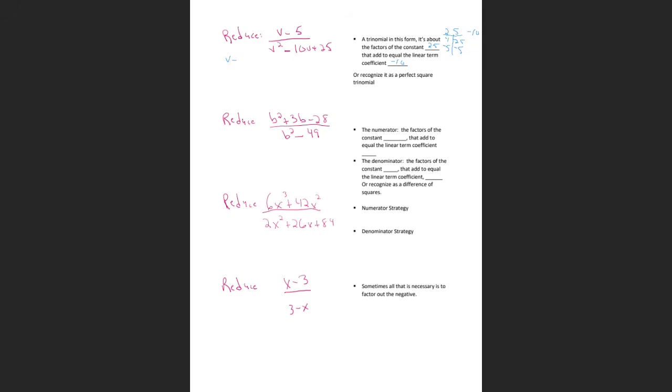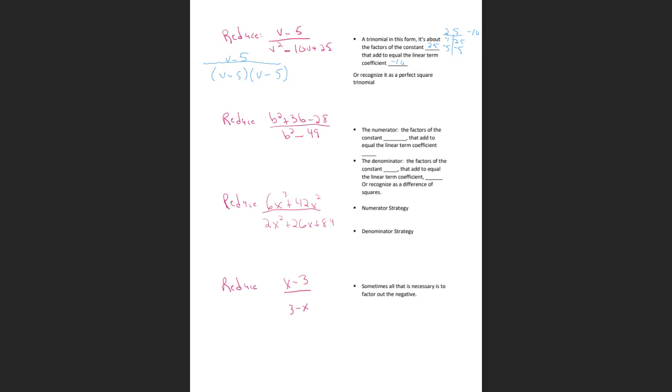So v minus 5 doesn't change. But notice how this trinomial will factor into v minus 5 times v minus 5. Because this -5 and this -5 will multiply to give you this 25, and the -5v and the -5v does give you this -10v. So that does play out correctly.